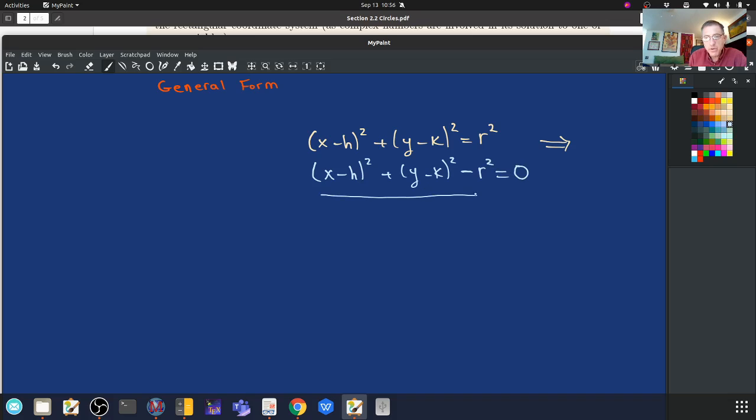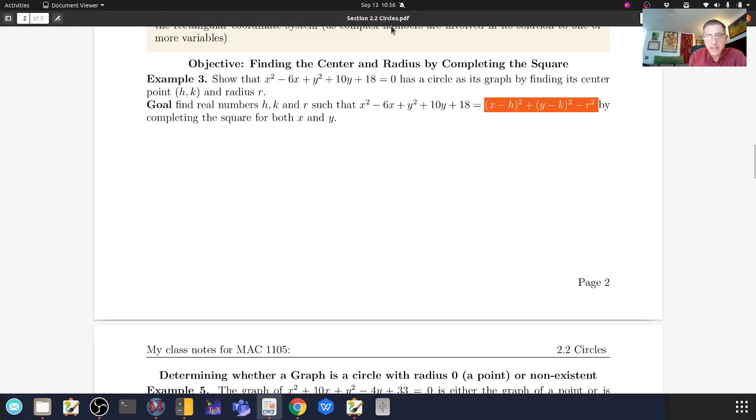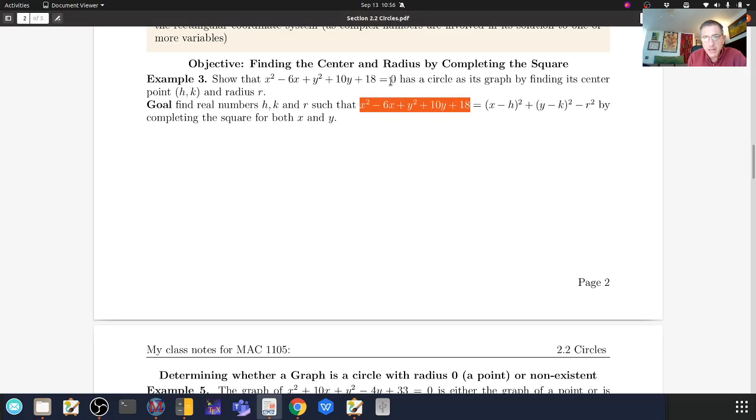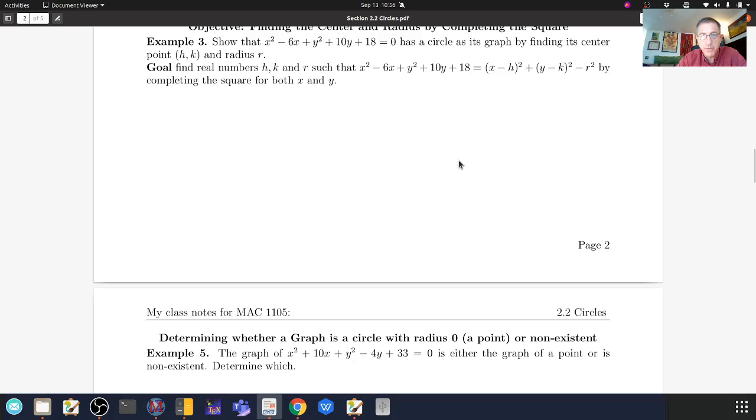So that's the reason I state the following. We want this over here. Since it's set equal to 0, that's equivalent to x minus h squared plus y minus k squared minus r squared. So that's what I'm going to do. So how are we going to do it? We're going to complete the square. So let's go through that.